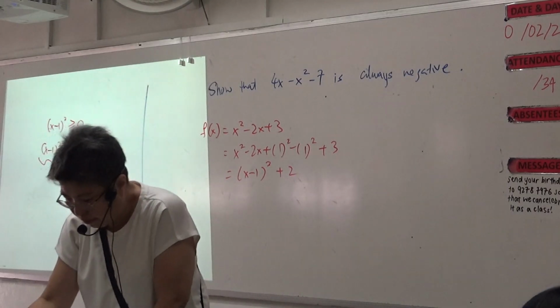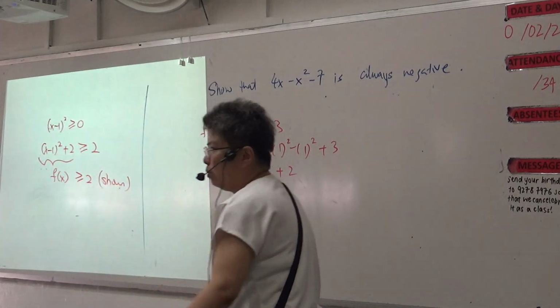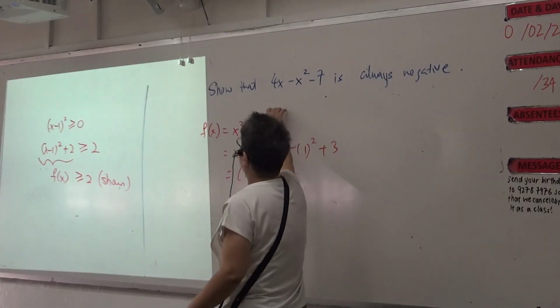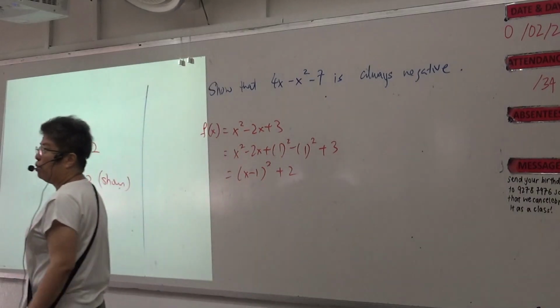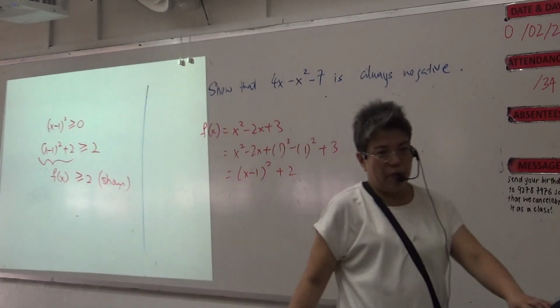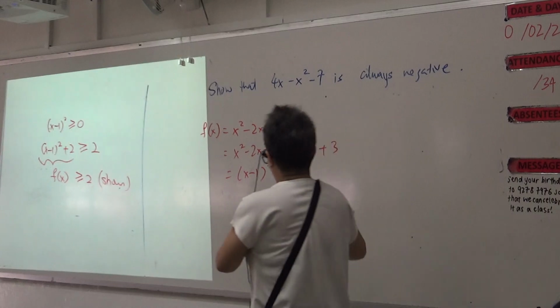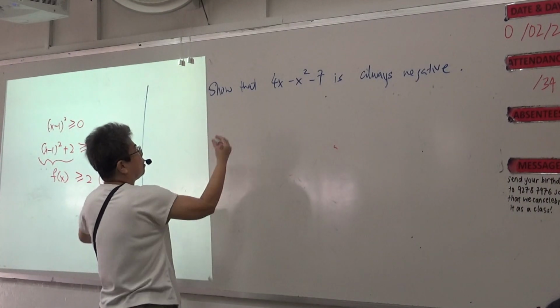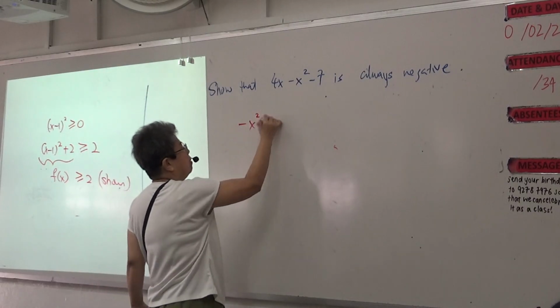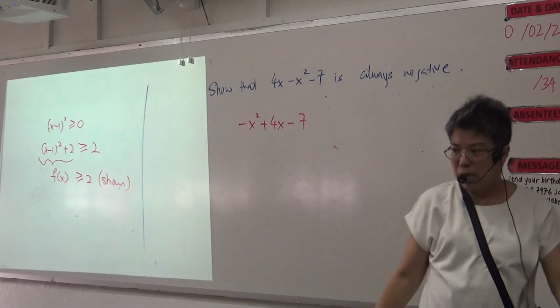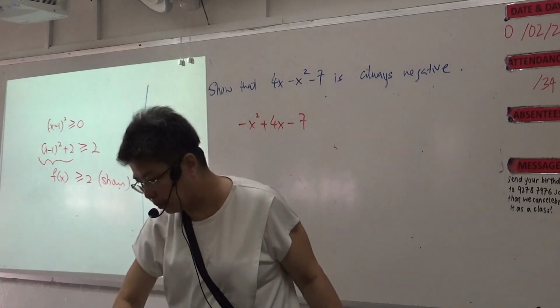Okay, question 7. First of all, a lot of people will start completing the square or take out 4, blah blah blah. But they will realize what? It is not in the correct order. Don't blindly do your maths. First of all, can you arrange in the correct order first? Negative x squared plus 4x minus 7, correct? This is in the correct order.